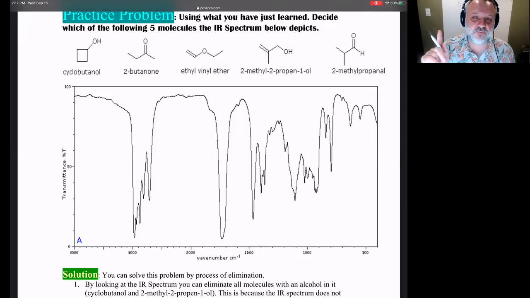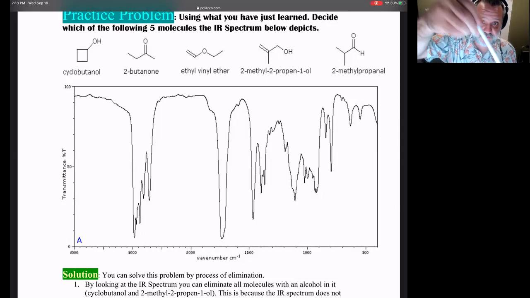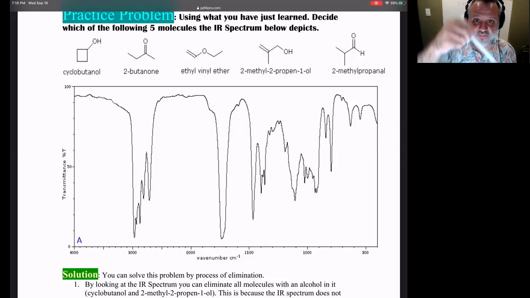Let's take one last little moment and talk about ethyl vinyl ether and 2-methyl-2-propene-1-ol. Both of those have carbons with double bonds, and those carbons would have hydrogens. Where would those appear? They would have signals left of 3000, greater than 3000, a little stronger, not broad, narrow, sharp signals. But if you look at the spectra, there's nothing there. So those are also eliminated for that reason.